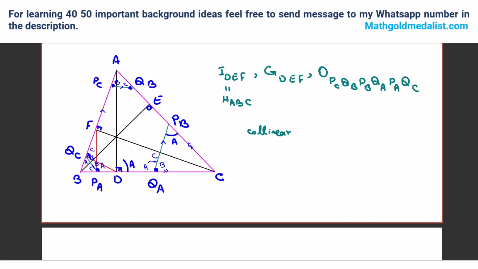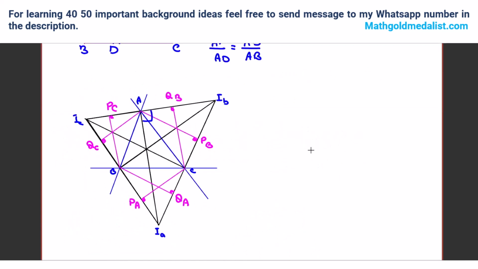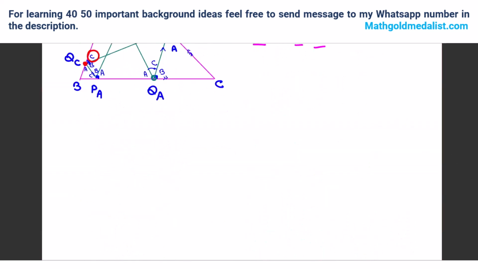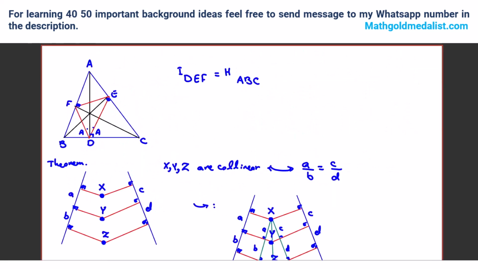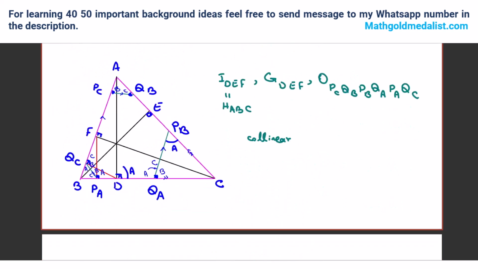Oh, in the question, it's G of DEF, not G of ABC, because we changed this. Look in the problem, it says in this figure G of ABC. Because we've considered IA, IB, IC, ABC is the orthic triangle of that, right? Then it will be G of the orthic triangle. Okay.